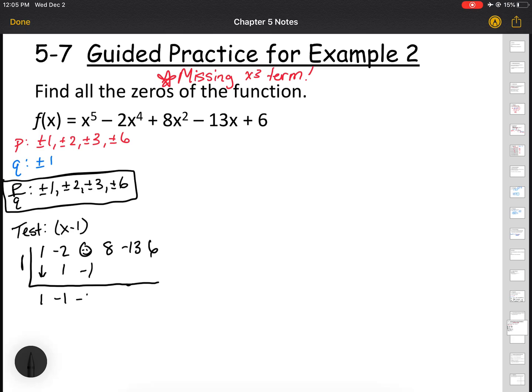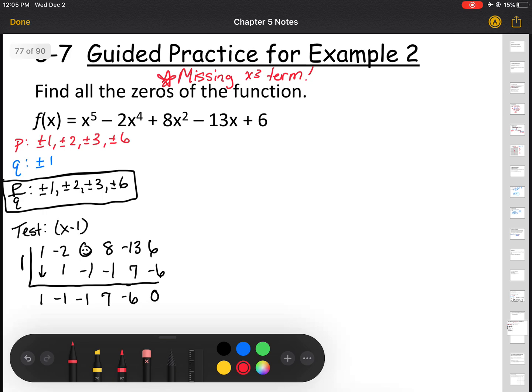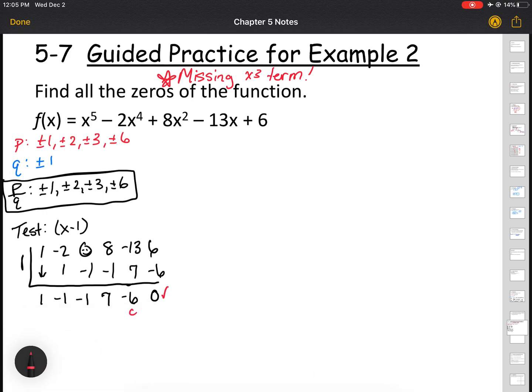And 0 plus negative 1 is negative 1. And again, I have a negative 1, which makes 7. 7 times 1 is 7, which makes negative 6. And here's another negative 6, which makes 0. So that is good. So again, here's my constant, x term, x squared, x to the third, x to the fourth.